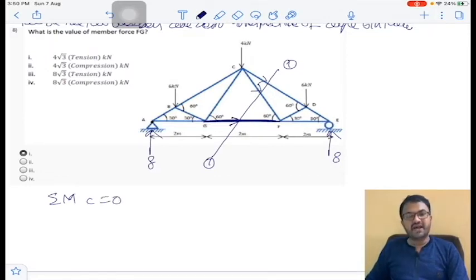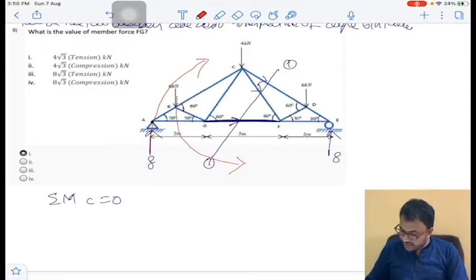So whenever I am taking moment about point C, I am taking the left side equilibrium. So the entire left side of the section I am considering. Now you can observe there is one 8 kilonewton. This will create clockwise moment about point C, and this minus 6 will create anti-clockwise. The 4 kilonewton is passing through this point, and this member is also passing through that, so only the remaining one will create anti-clockwise. Clear? So there are only 3.